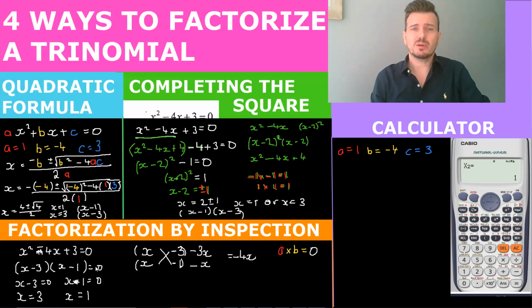So hopefully that helped you. Those are the different ways you can use to factorize. If you see factorize to the nearest 2 decimal places, don't bother using by inspection because it means that you're going to use the quadratic formula.